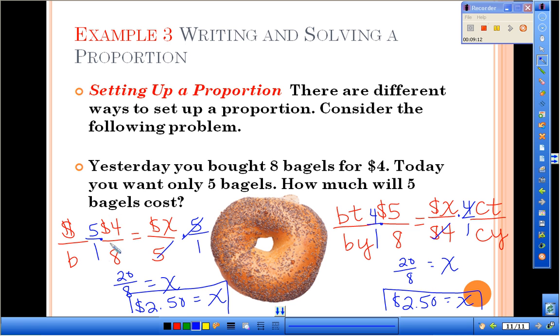So you can see that both ways were different. The way I wrote them was different. However, I still got the same answer. The most important thing to remember when setting up a proportion is that you pay attention to the order. Order does matter when writing ratios and setting up proportions.